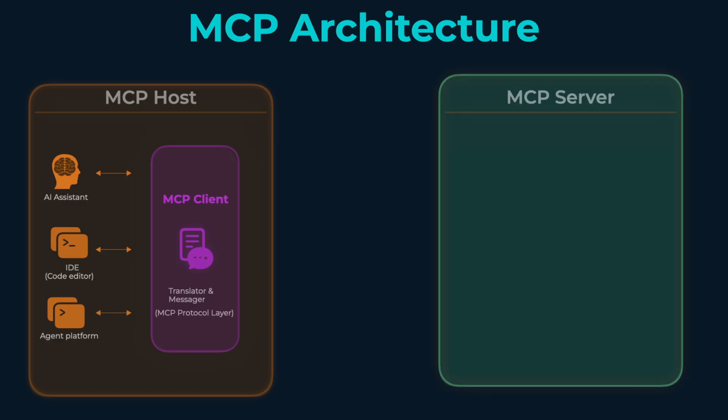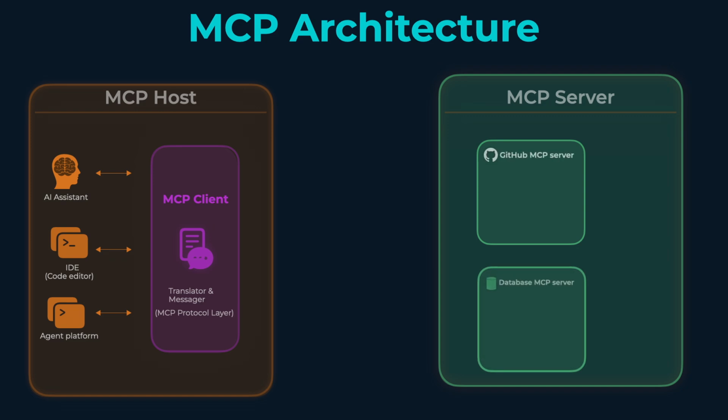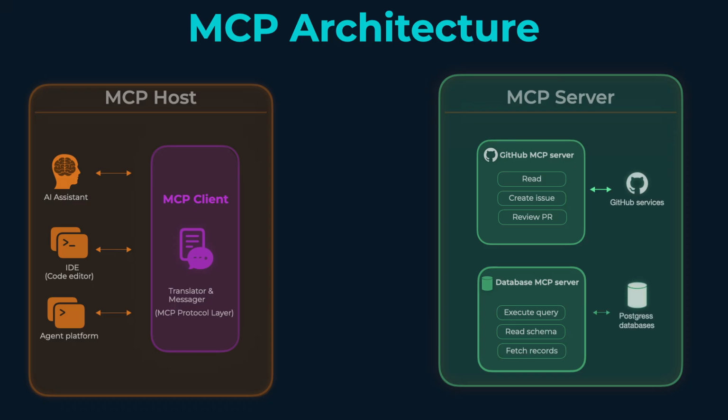Third, MCP server. This is where the magic happens. An MCP server exposes tools and resources. For example, a GitHub MCP server might provide read repository, create issue, review pull request. A database MCP server might provide execute query, read schema, fetch records. The AI doesn't need to know how these systems work internally. They have their own mechanism. It only needs to understand MCP. That's the beauty of the protocol. Seamless integration.